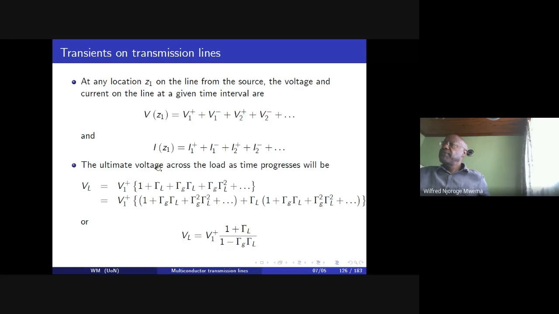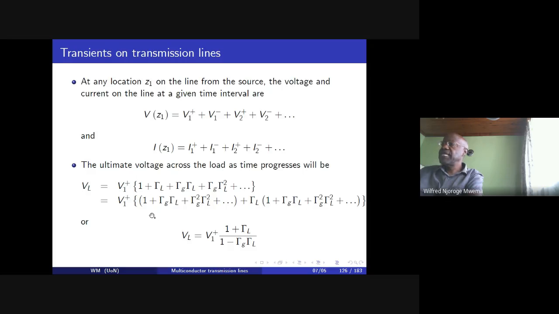And the ultimate voltage across the load as time progresses will then be given, using Z1 at the load, by that equation there, which we can always separate into even multiples, that is gamma G gamma L plus gamma G gamma L squared, and the other case where we have a gamma L coming out. We take that one and the next one and so forth, and then factor it out, and you'll see that the two of them look alike.